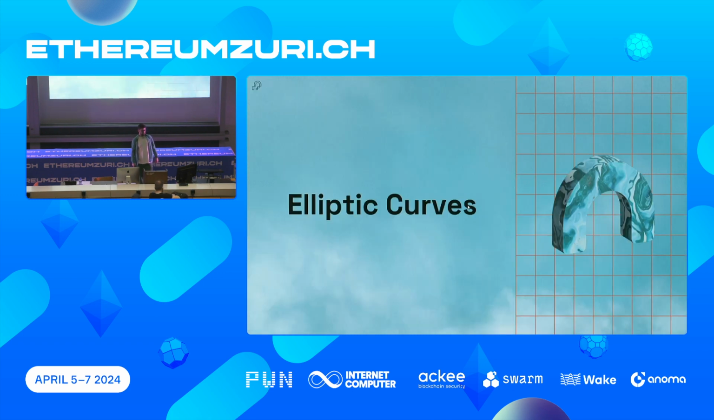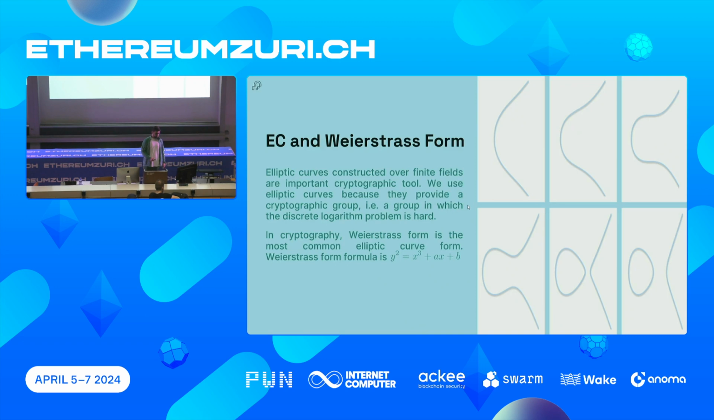So yeah, let's start. Elliptic curves. Elliptic curves are a very important cryptographic tool that we use when we do cryptographic calculations, because they provide you a group, and the discrete logarithm is very hard when you use these groups for your calculations.